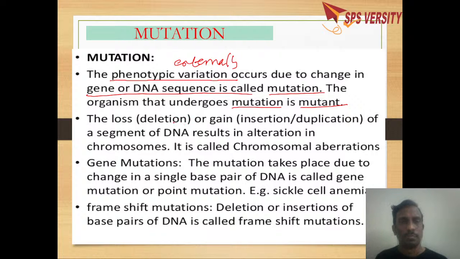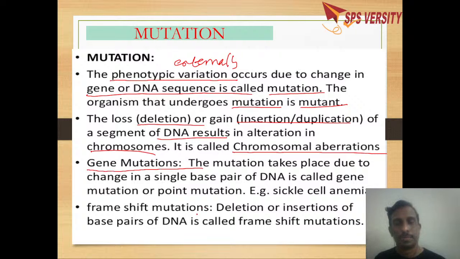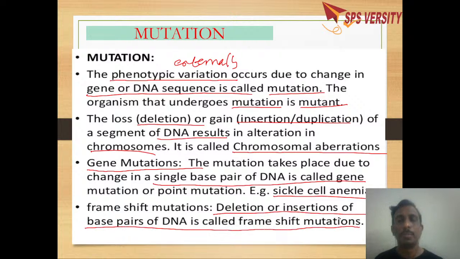If you take a chromosome, loss, deletion or gain of a segment of DNA in a chromosome, these are called chromosomal aberrations. There is a change in the chromosome. If there is a change in the sequence of a gene, it is called gene mutation. So here you can see the mutation takes place due to a single base pair change in DNA, like sickle cell anemia, which we will discuss in genetic disorders. Due to deletion or insertion in a DNA, it leads to frame shift mutations.